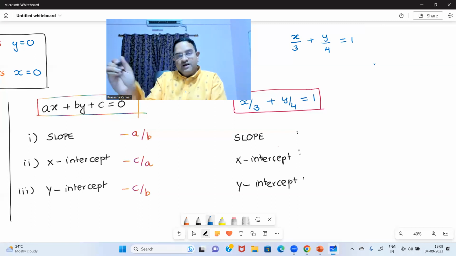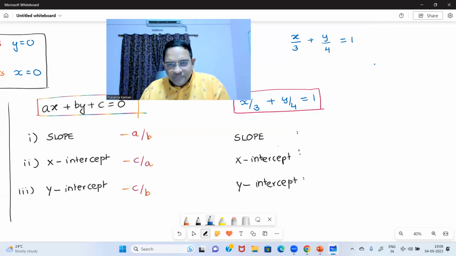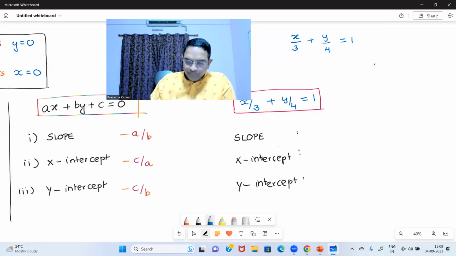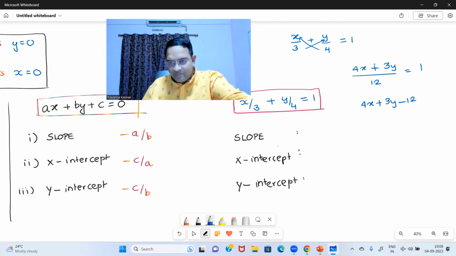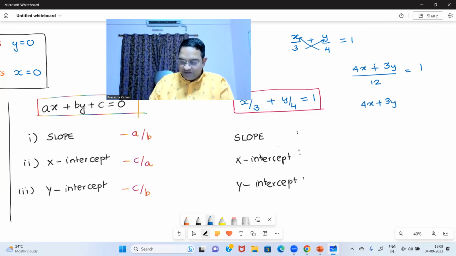Okay. So x by 3 plus y by 4 is equal to 1. If you want, you can take LCM and do this sum, or you could do it directly. If we take LCM, then 4x plus 3y divided by 12 is equal to 1. I skipped one step, so I'll do it again. This 12 will go this side. Finally we get it in the form 4x plus 3y minus 12 equal to 0.